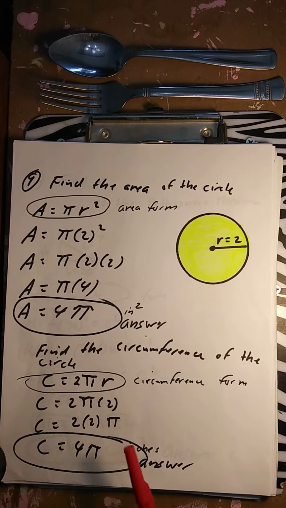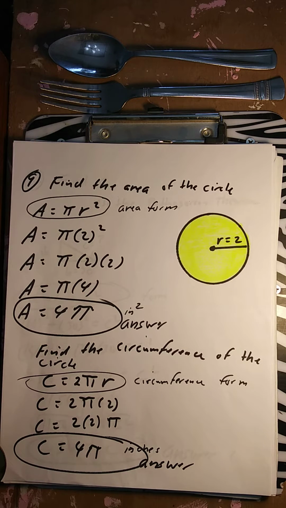Now, find the circumference of the circle. That means around it, like this. The formula is C equals 2 pi r. Put the number 2 for the r. So 2 times 2, there I just rewrote it. 2 times 2 is 4 pi. So this is 4 pi inches, around it.